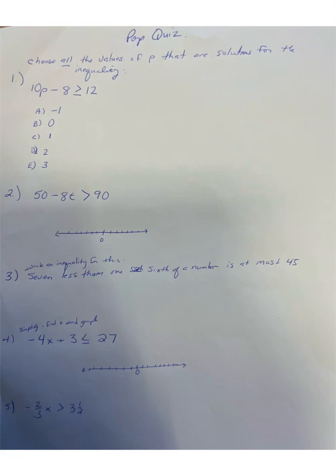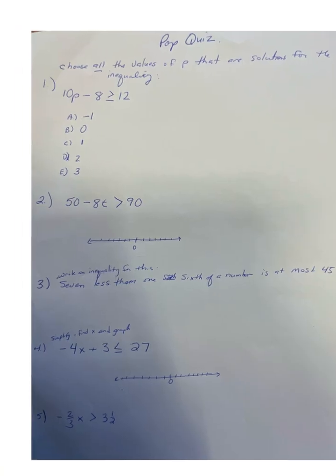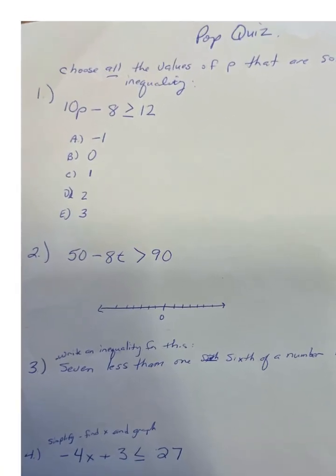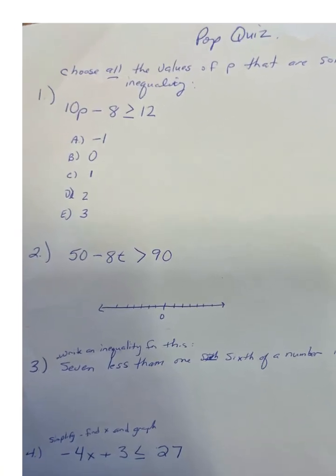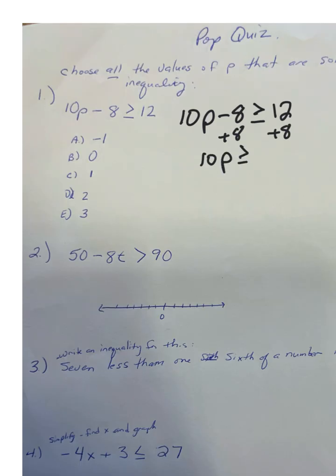For the pop quiz, just follow along, check your answers, and if you need to make corrections, please do. On this first one, we just have to solve for p, find the inequality for p. So I rewrite, I know I have to add 8 to each side. I rewrite that again, 10p is greater than or equal to 20. Divide each side by 10. And then p is greater than or equal to 2.